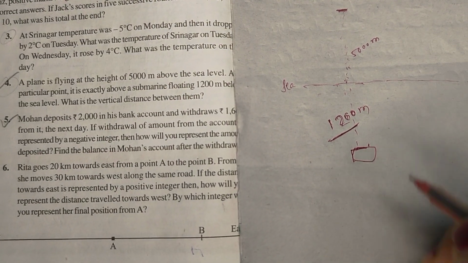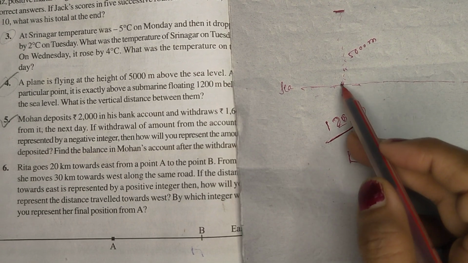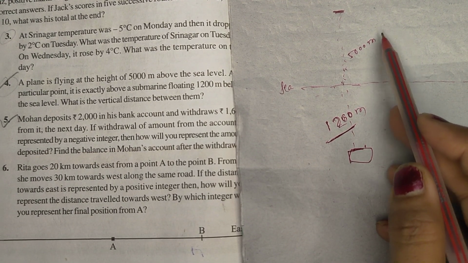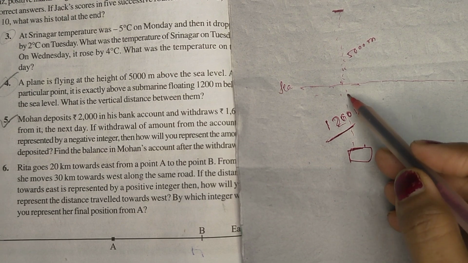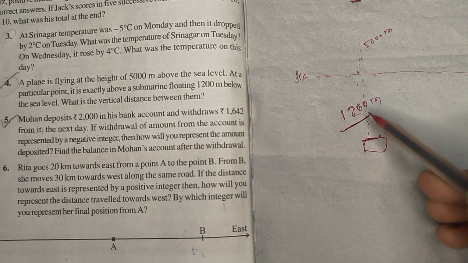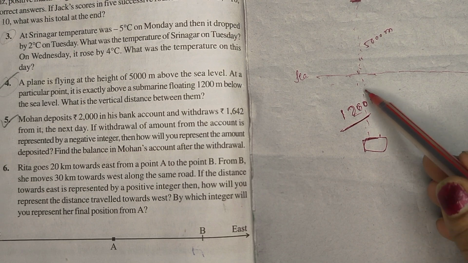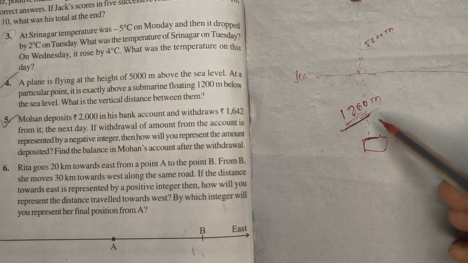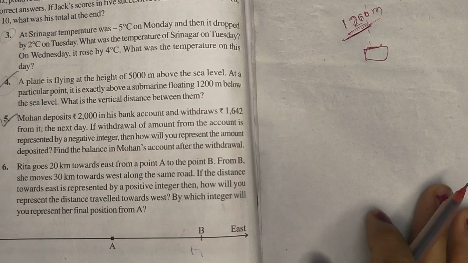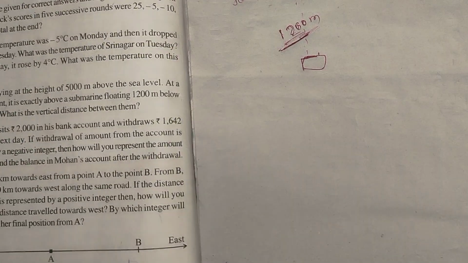The question says that this is the sea level. A plane is flying 5,000 meters above the sea level, and a submarine is floating below the sea level 1200 meters. We can write this question like that.